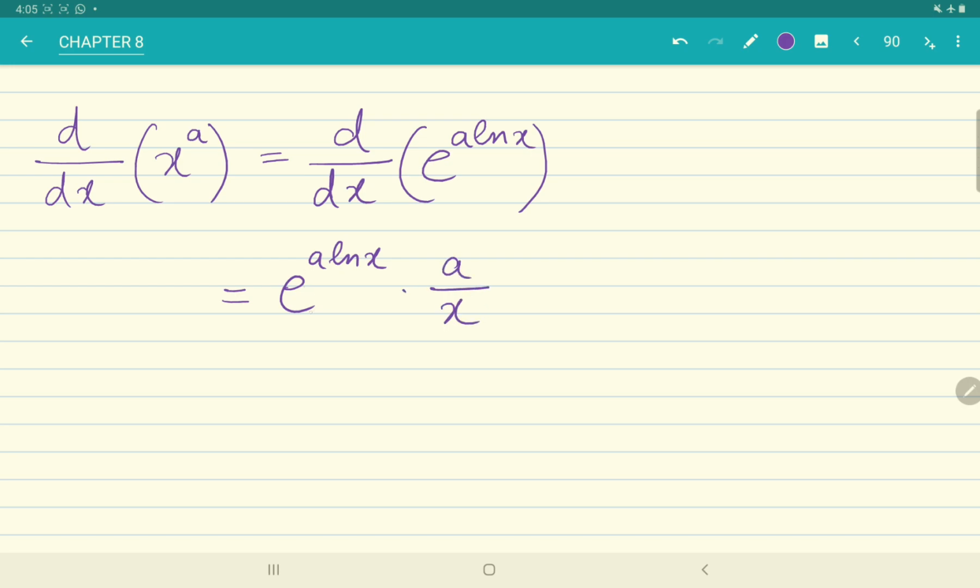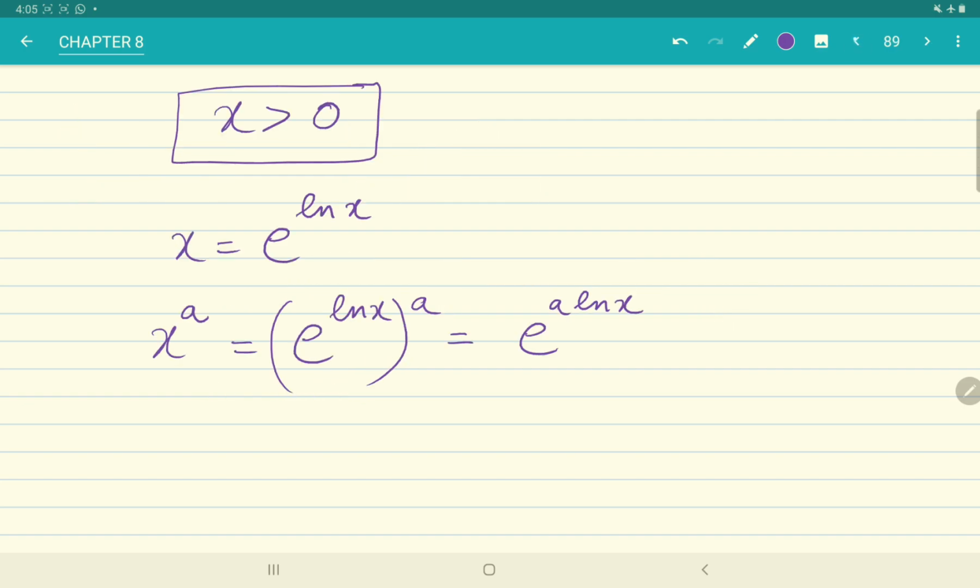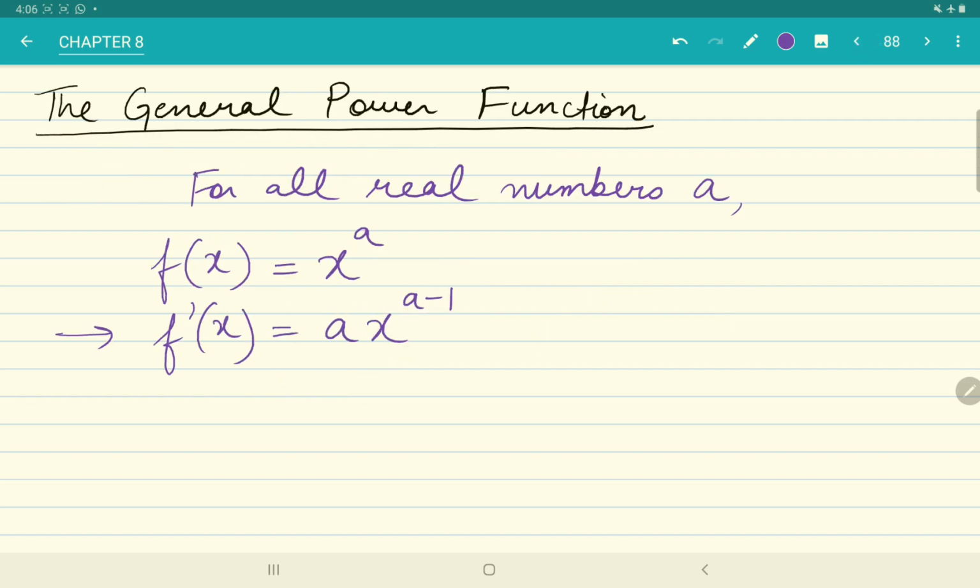Now e raised to the power a ln x can be written as x raised to the power a. That means I have x raised to the power a divided by x, and that gives me a multiplied by x raised to the power a minus 1. So we have now proved the differentiation rule even when a is an irrational number.